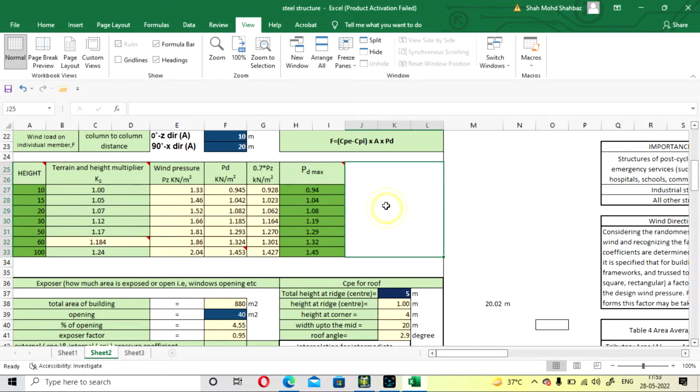I will provide both the Excel sheets: the first one is the unprotected sheet and the second one is the protected sheet. You can download both. If you want to change the values according to you, you can go with the unprotected sheet, and if you just want to follow the same process, take the protected sheet and use the value 3. Now it is calculated and your PD is coming at 0.94.